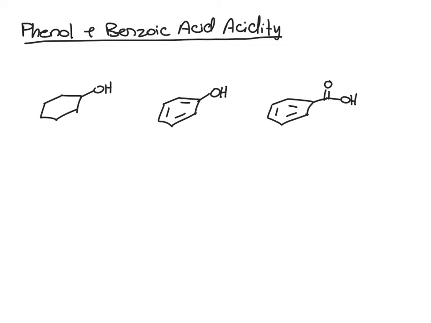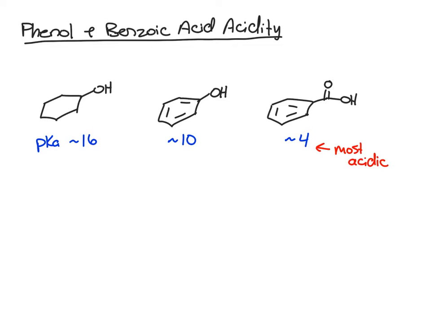Here's phenol. And here's benzoic acid. So we look at acidity in terms of pKa values. And the pKa of just an alcohol like cyclohexanol is around 16. Phenol is around 10. And benzoic acid is close to 4, just a bit higher. So with the acidity of these, remember that a lower pKa means more acidic. So of these three, benzoic acid is the most acidic.